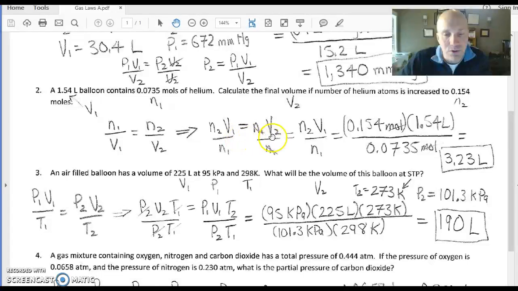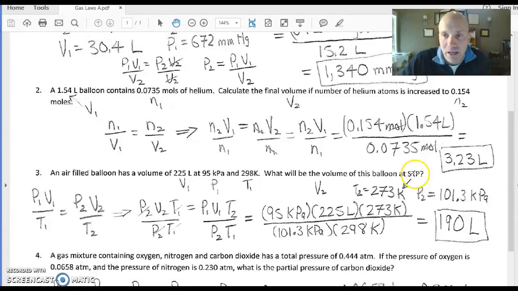So we first cross multiply to get rid of the fraction. That gives us what's on top here. Then to get V2 by itself, we're going to divide both sides by N1. Gives us this equation right here. We plug in what we know, and again, if you take a look at the number of sig figs, this would have 3 sig figs in the final answer. All right, so this one right here, number 3, it says blah blah blah. What would the volume be of this balloon at STP?